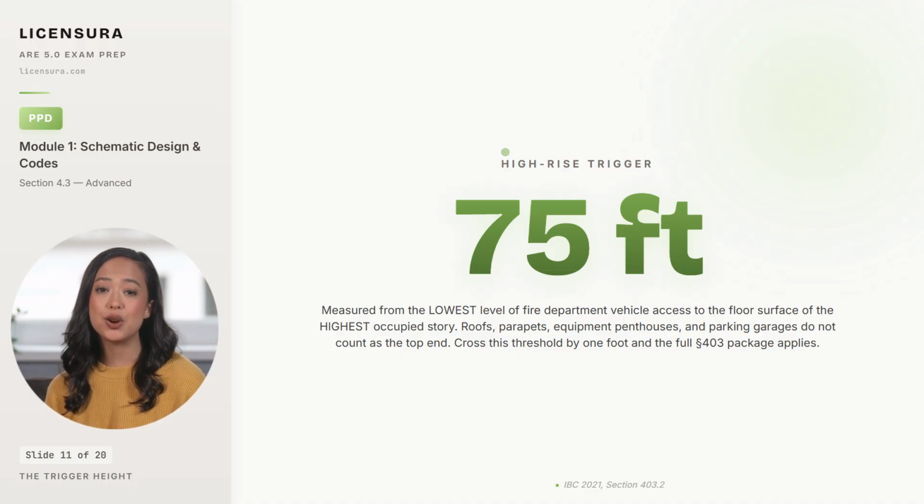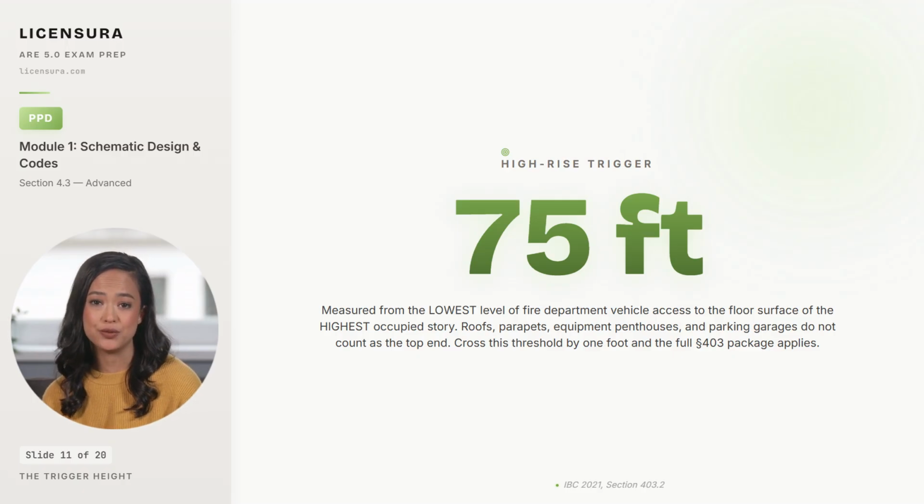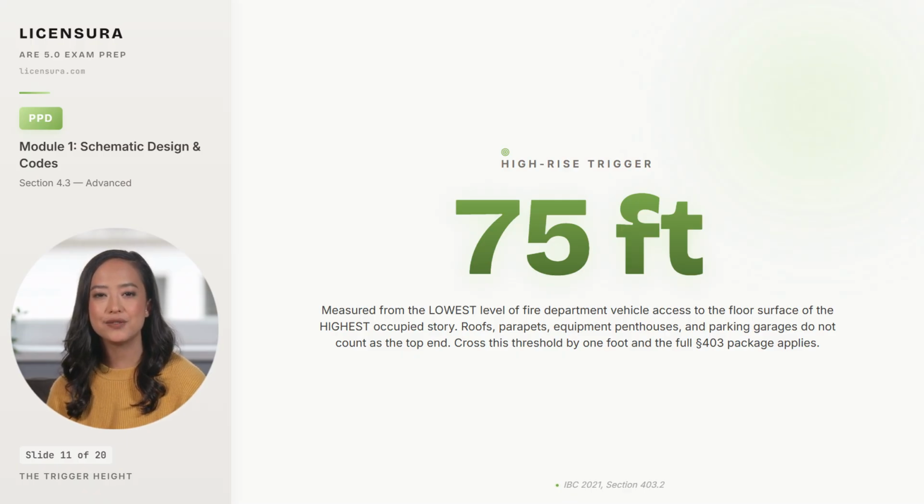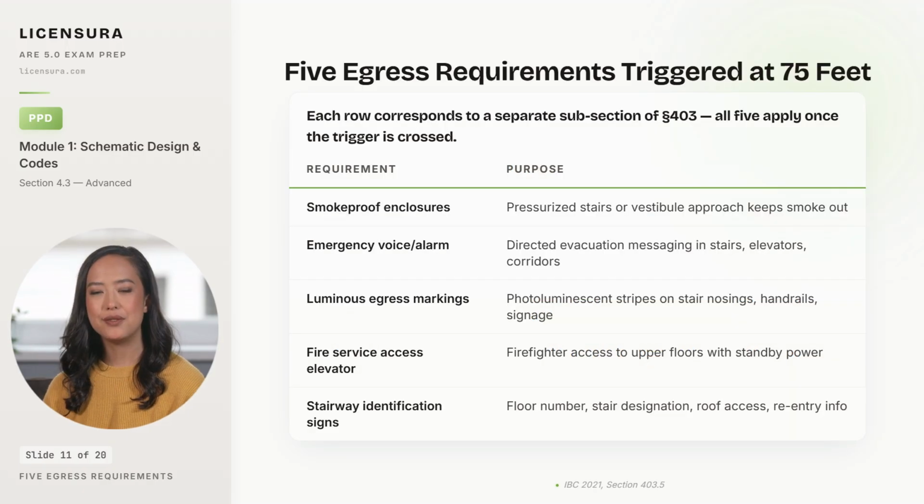Most architects on borderline schemes drop the top floor by a foot or two specifically to stay under the threshold because the package is that expensive. Once the threshold is crossed, 5 additional egress requirements apply. 5 requirements descend together. First, smoke-proof enclosures.